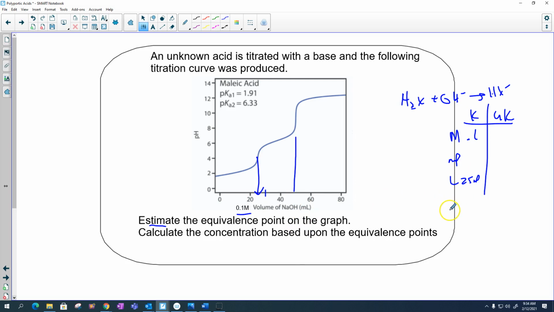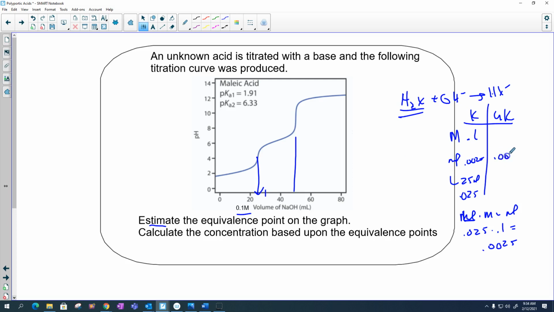It's fine. How many of these do I have originally? That's what I want to find out. So it's going to be 0.025. And molarity times volume equals moles. All right, so it's going to be 0.025 times 0.1 is 0.0025. 0.0025. That means that's how many I had originally in the container.